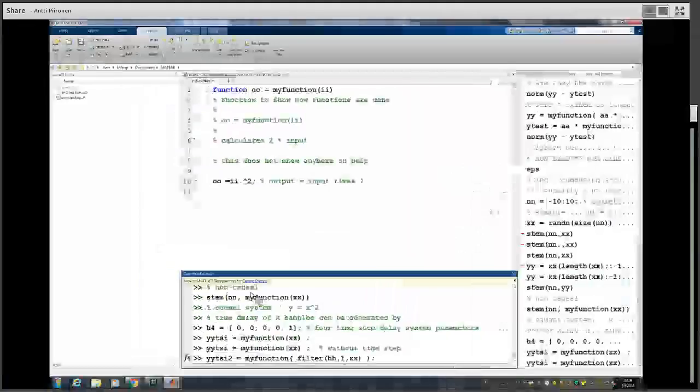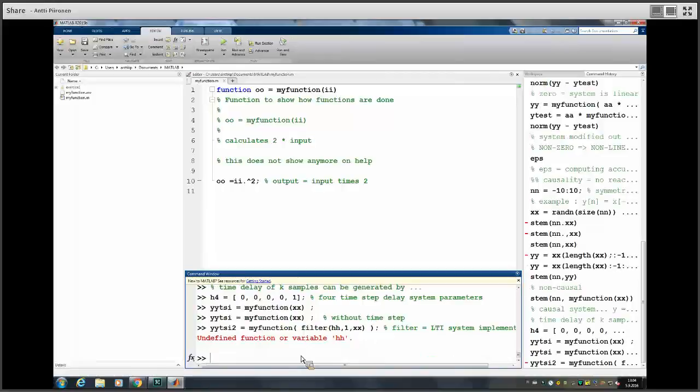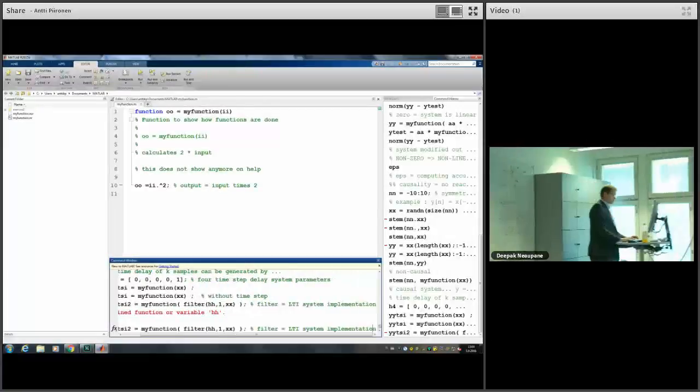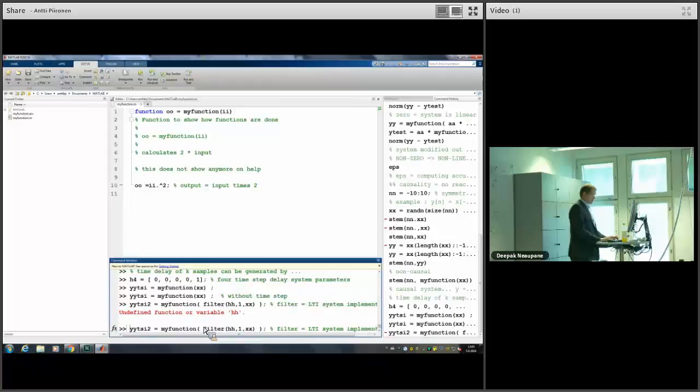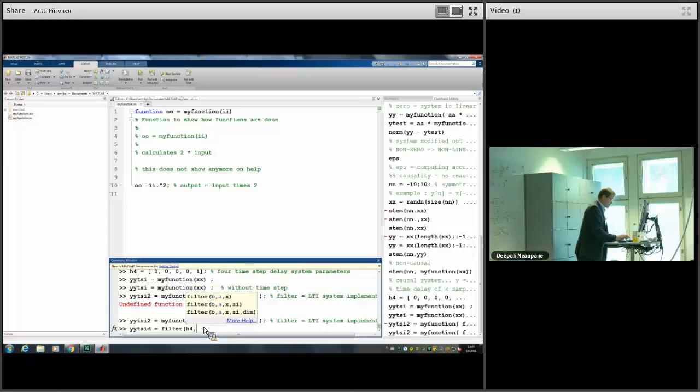Okay, this you can take for granted now. I will explain later how this filter actually works. So filter is the same as an LTI system implementation, where you just say what the system parameters are, defined by the B and A vectors. Whoops, not HH. What did I call it? H4. Okay. So that is the output for when the input is delayed. And now the question is, is this the same as the delayed output of the original signal? TSID is just filter H4 1.